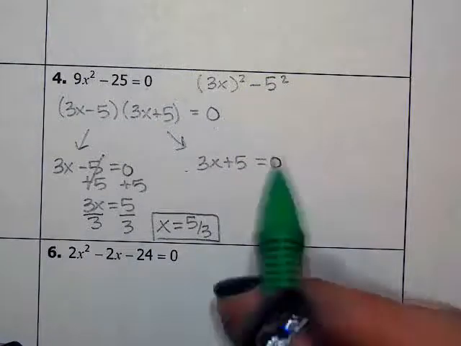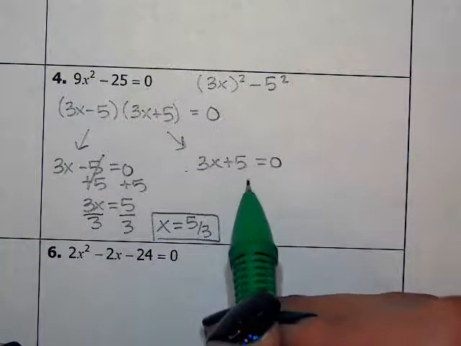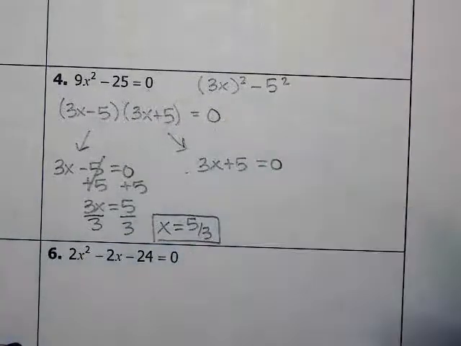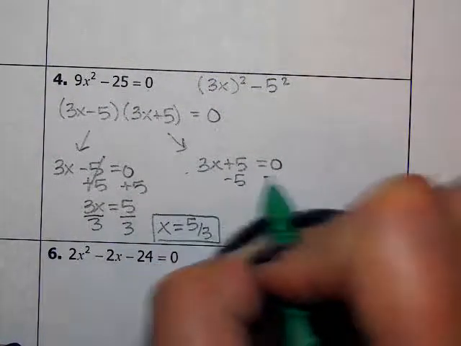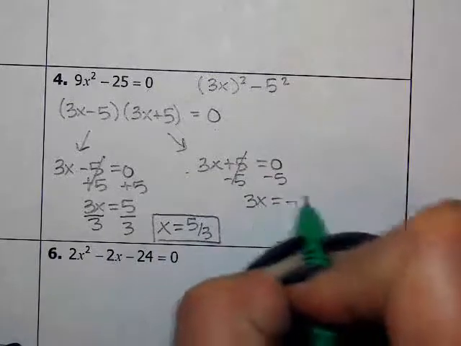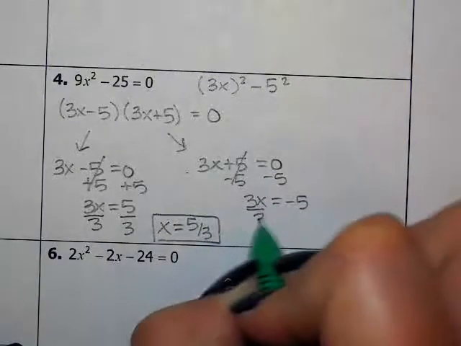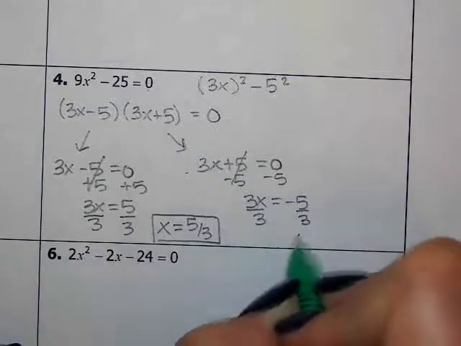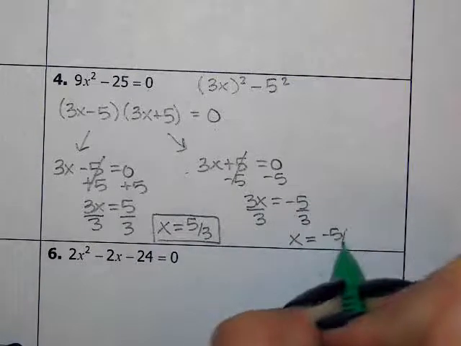And then what do we do for the other one? Well, not quite the same thing. Subtract the 5, okay. And then divide by 3. X equals negative 5/3.